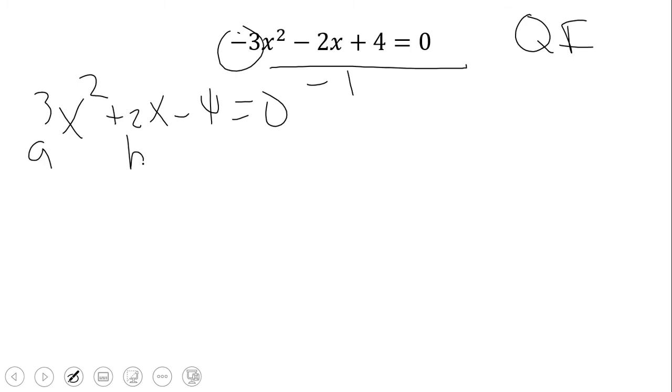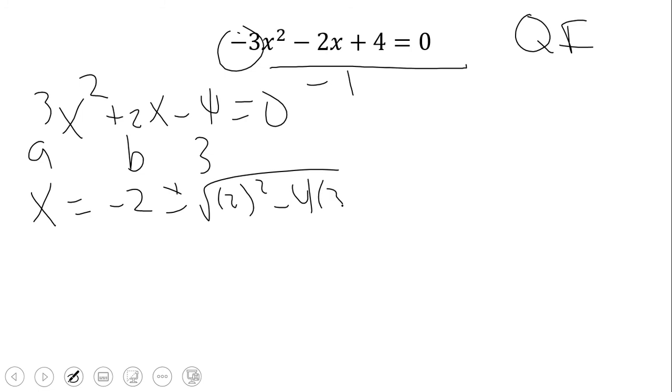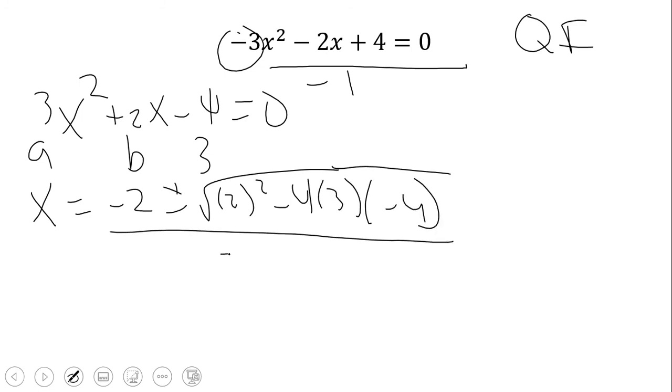This is my A, my B, and my C. Using the quadratic formula from the previous slide, I'm going to do -b plus or minus the square root of b squared minus 4ac, all over 2a.